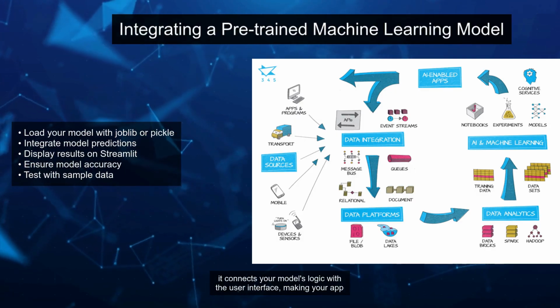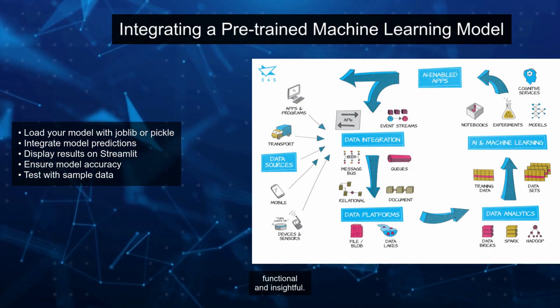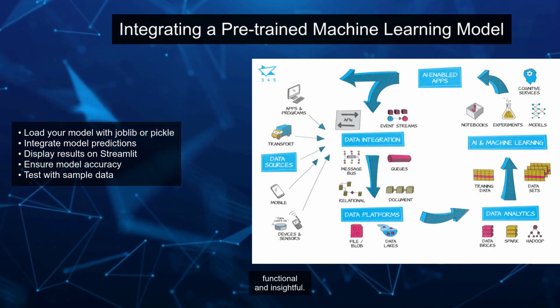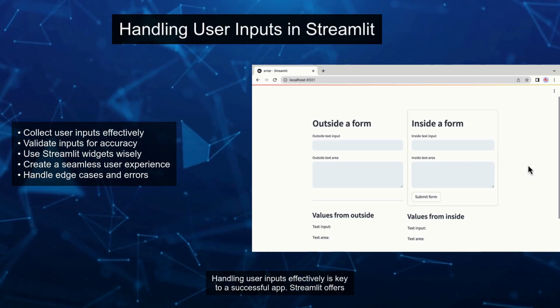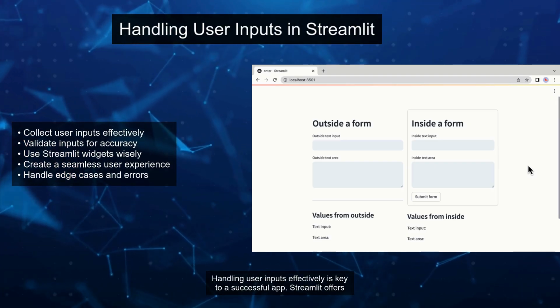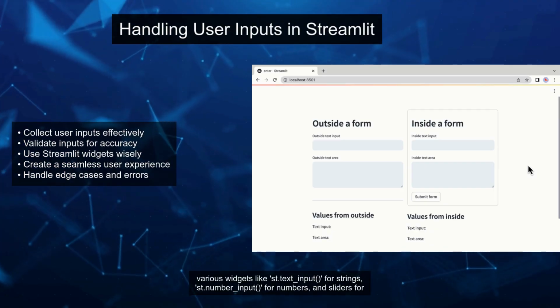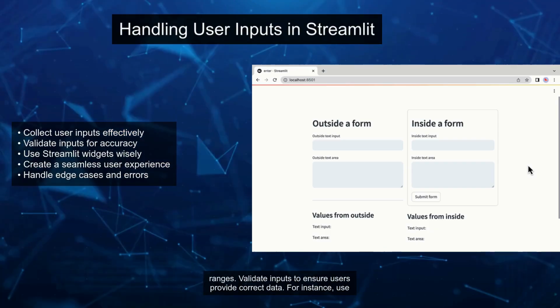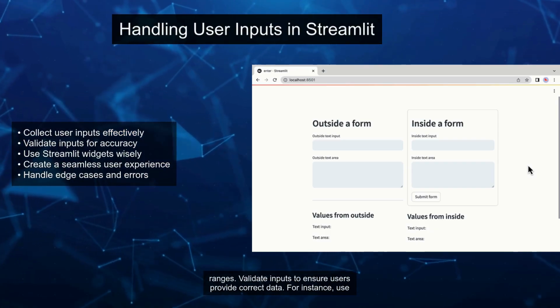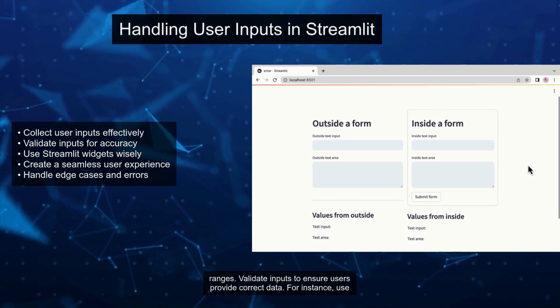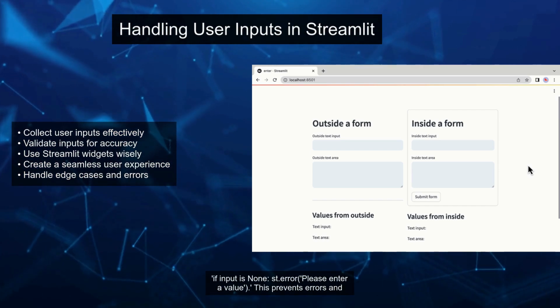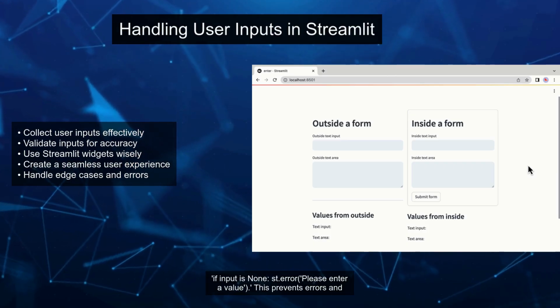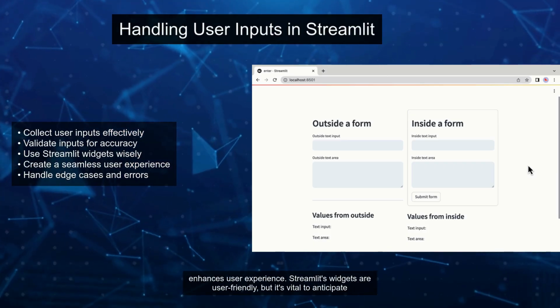This integration step is crucial as it connects your model's logic with the user interface, making your app functional and insightful. Handling user inputs effectively is key to a successful app. Streamlit offers various widgets like st.text_input for strings, st.number_input for numbers, and sliders for ranges. Validate inputs to ensure users provide correct data. For instance, use if input is None: st.error("Please enter a value").